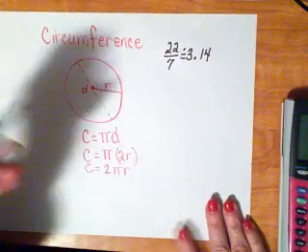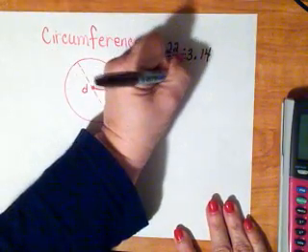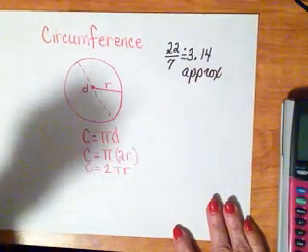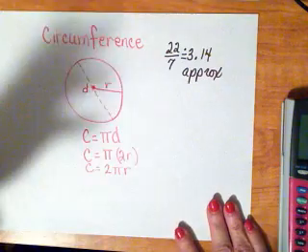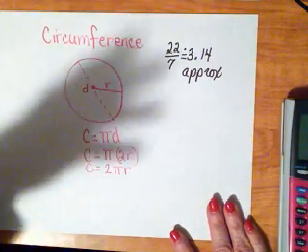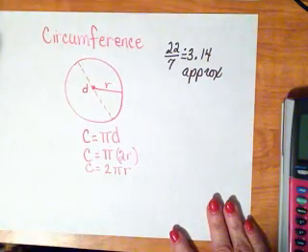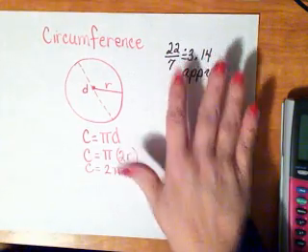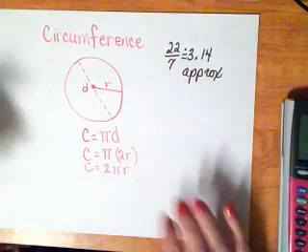So you've got two different things. When it says approximate, it will tell you what to use. With 22 over 7 as pi, or 3.14, or 3.1416, that's when you're going to put in the value of pi. When it's exact, we're going to leave it alone.